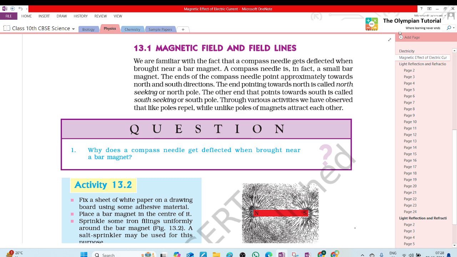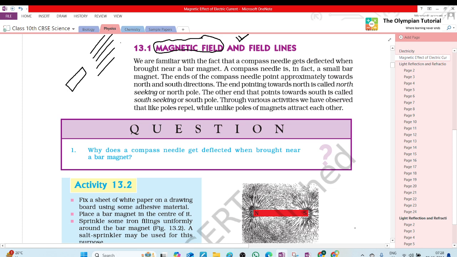Magnetic field and field lines. Magnetic field means, suppose this is a magnet, till where it will show its magnetic effect, that is the magnetic field, and it is shown by the field lines.